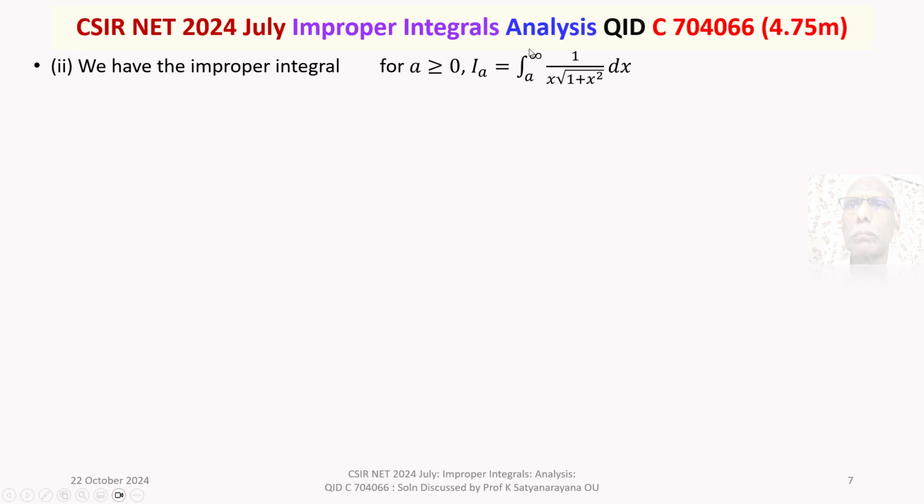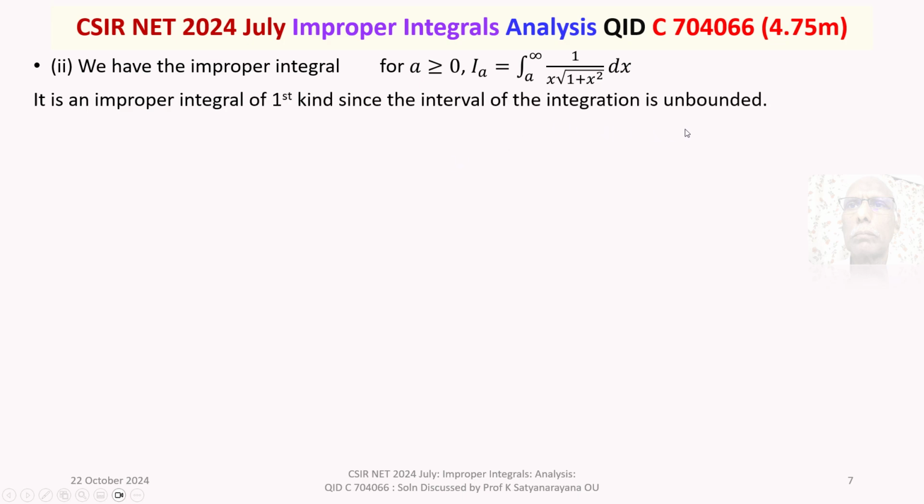The interval of the integration is unbounded. And that's the reason why it is an improper integral of the first kind. It is of the first kind because the interval of the integration is unbounded. Agreed. Now, you can guess g of x from here.